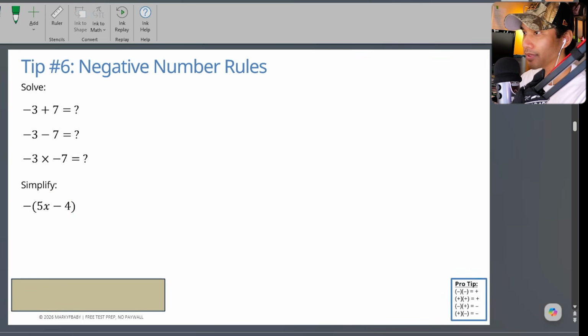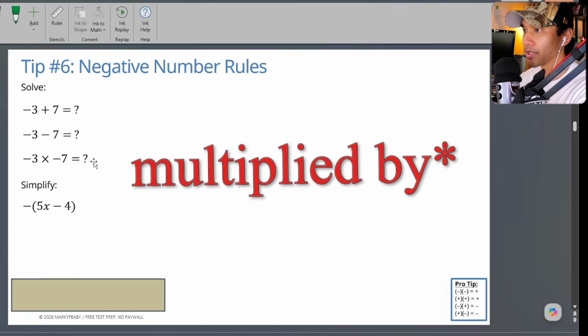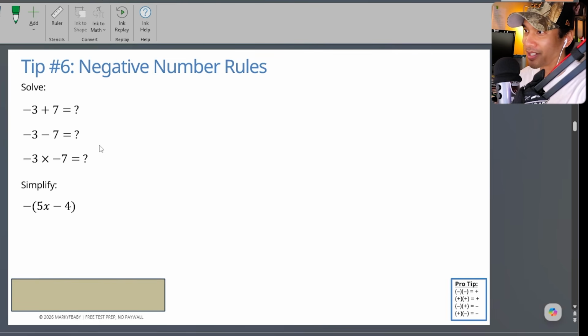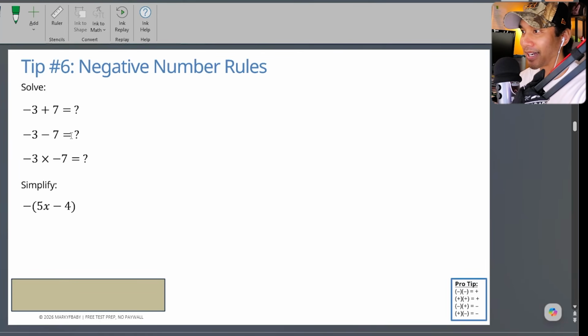Okay. Next, tip number 6, negative number rules. Solve negative 3 plus 7, negative 3 minus 7 equals, negative 3 plus negative 7 equals. And I don't know if this is right or wrong, but the way I say it could be wrong, which is I say minus 3 and minus 7 interchangeably, okay? But it really doesn't matter. You could correct me all you want, but it really does not matter. Negative 3 minus 7 or negative 3 negative 7. It makes sense if you say negative 3 minus 7, though.